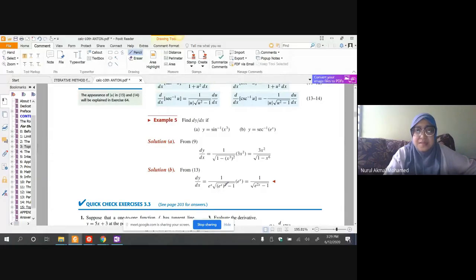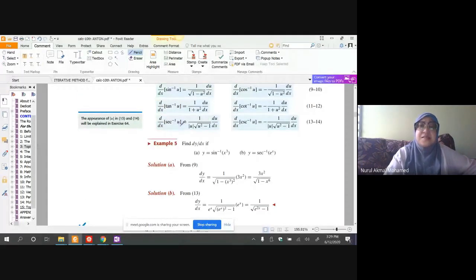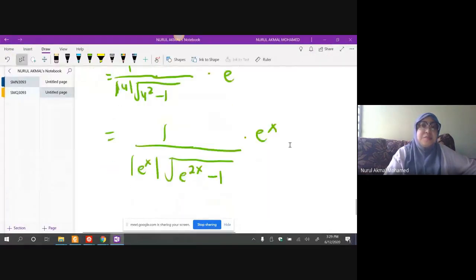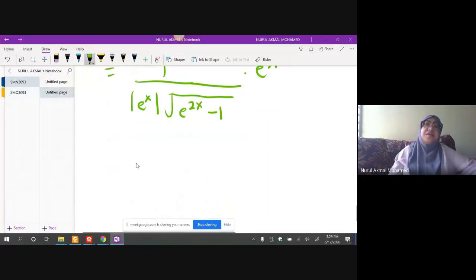Wait, why can it be solved? We have arcsecant of u. This is absolute value of u, absolute value of e^x. This one should have absolute value of e to the power of x. Oh, e to the power of x is always equal to absolute value of e to the power of x, is always equal to e^x.